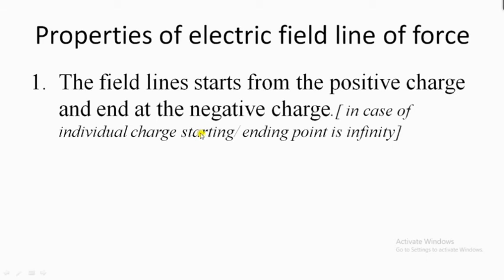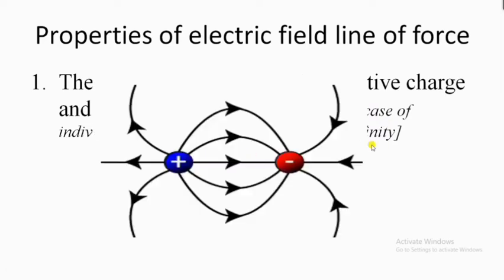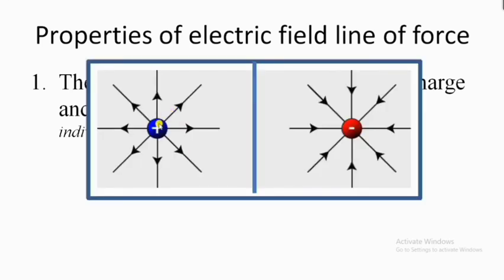So the field line starts from positive and ends at negative, and if there is only a single charge, then starting and ending may happen at infinity. So out here you can see it is starting from positive, ending at negative, but for a single point charge, for positive it will be produced at the positive charge, but it will end at infinity. And out here also the electric field line will end at negative, but they will be produced at infinity. So they are coming from infinity, and out here it is going to infinity.